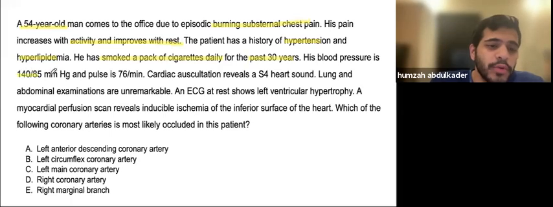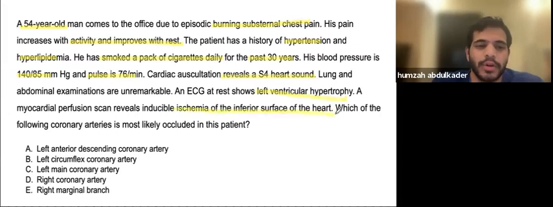His blood pressure is 140/85. His pulse is 76. So he's hypertensive. Cardiac auscultation reveals an S4 heart sound. Okay. Lung and abdominal examinations are unremarkable. ECG shows left ventricular hypertrophy. Myocardial perfusion scan shows inducible ischemia of the inferior surface of the heart. Which of the following coronary arteries are most likely occluded?